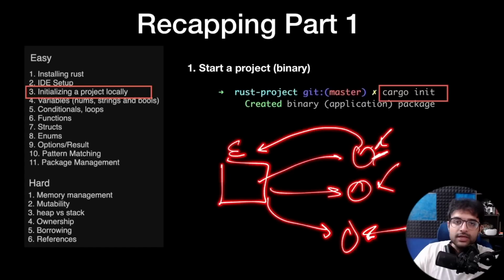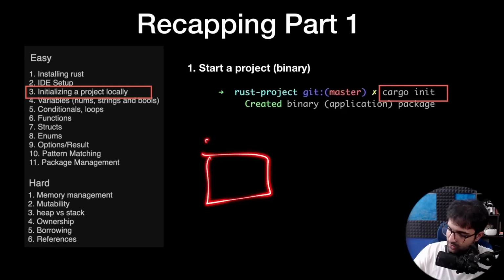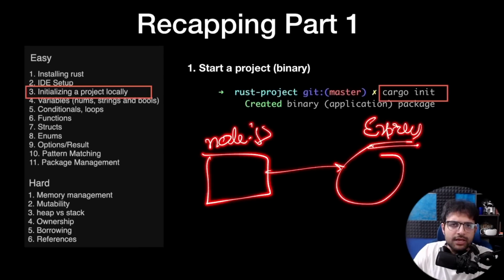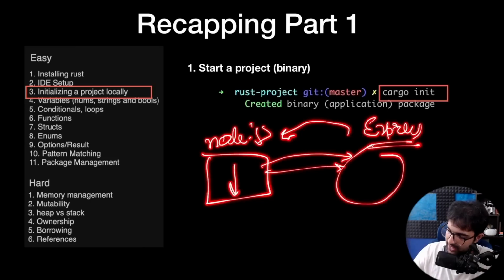And what is an end user application? The final thing that actually executes in production. Think of this as your Node.js project, and think of the library as something like Express. So whoever has written Express has written a library in Node.js, and whoever writes their own Node.js project uses this library in their end user application.